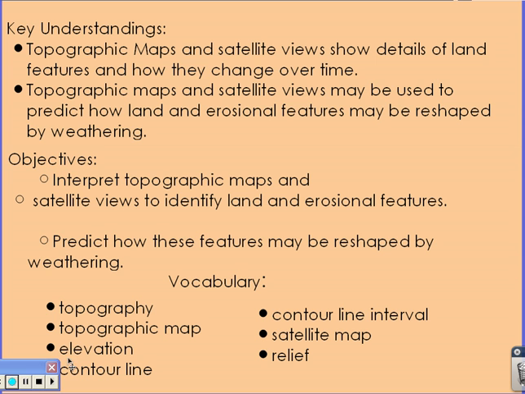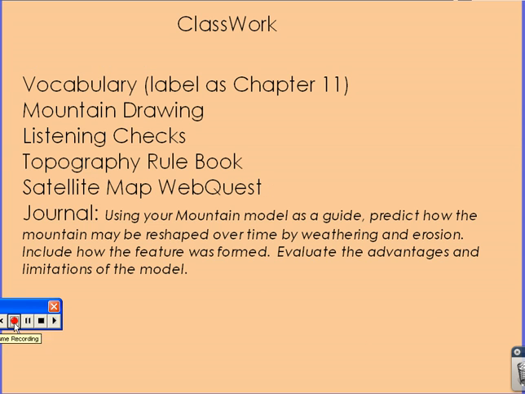So the vocabulary that we need to look at is topography, topographic map, elevation, contour line interval, and satellite map, as well as relief. The classwork that we're going to be focusing on is being able to do your vocabulary. We're going to label that as Chapter 11 inside your vocabulary notebook. You're going to have a mountain drawing that you're going to do with a mountain model. You have your listening checks, your topography rule book, and a satellite map web quest.